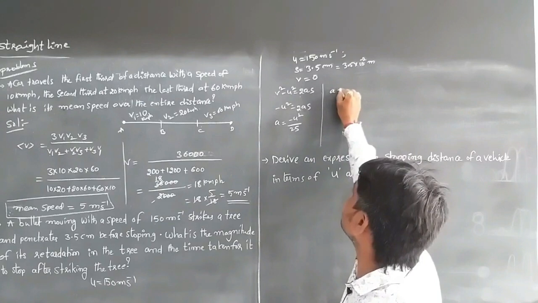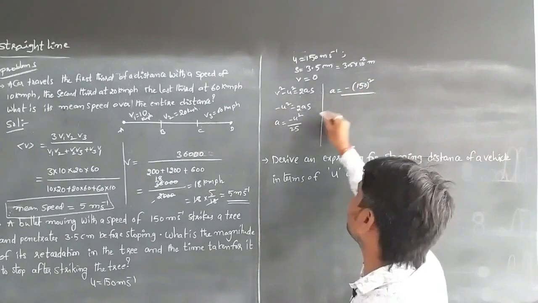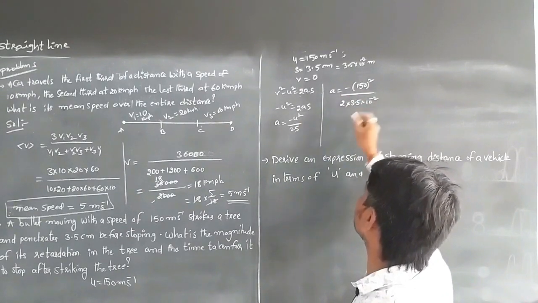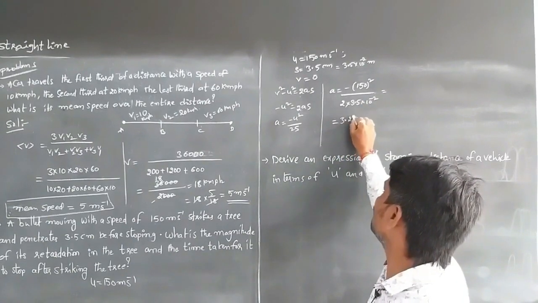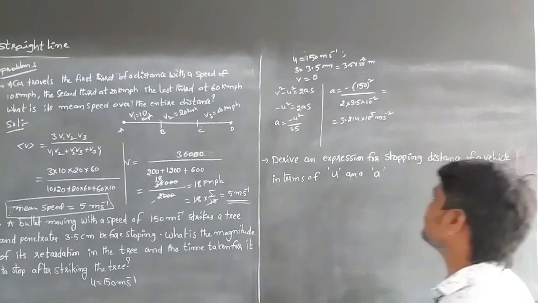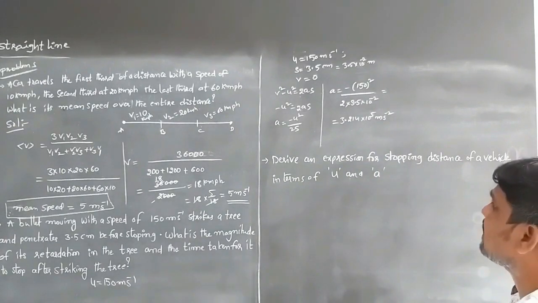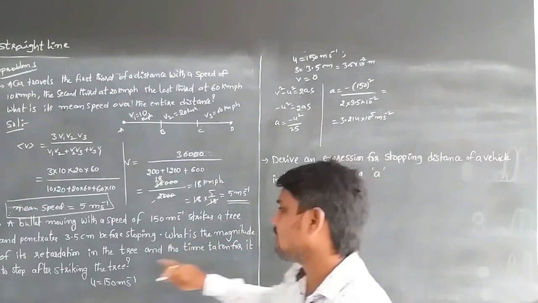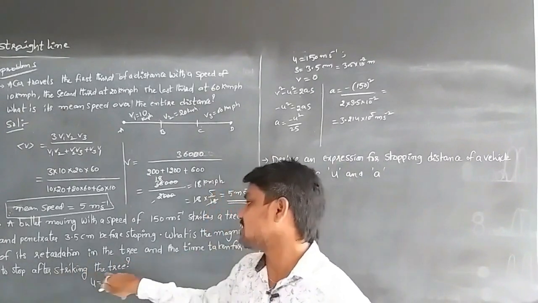Then we get a is equal to minus of 150 whole square by 2 into 3.5 into 10 to the power of minus 2. From this, by calculation, we get the value 3.214 into 10 to the power of 5 meter per second square. So from that value, he asked for another thing also: the magnitude of retardation in the tree and the time taken for it to stop after striking the tree.